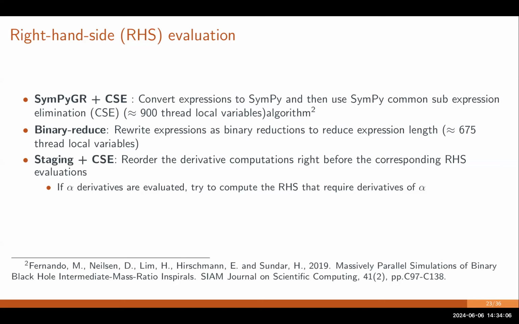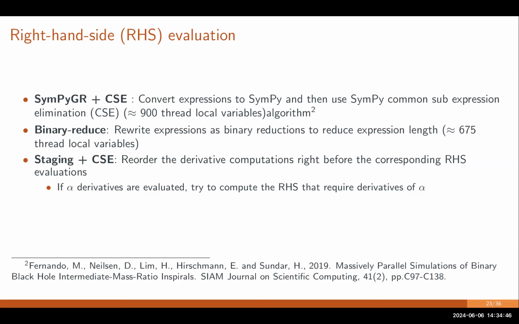Then we thought about the binary reduce approach. We rewrite expressions as binary reduce operations, because ideally the compiler should be able to do that. But for these large expressions, I don't think the compiler will do these optimizations. With that, we were able to go from 900 thread-local variables to 675 local variables. Still, we are over the maximum number of registers allowed.